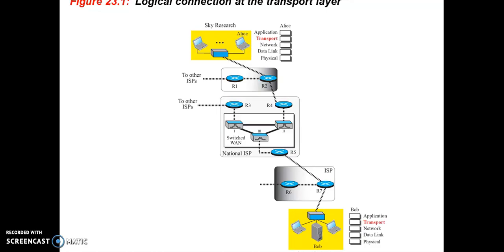This is the logical connection in the transport layer. This is the source, this is the destination. The transport layer at the source sends the data to the transport layer at the destination site. So this is the path from this transport layer to this transport layer. This is the logical connection between the two transport layers, the source and the destination.